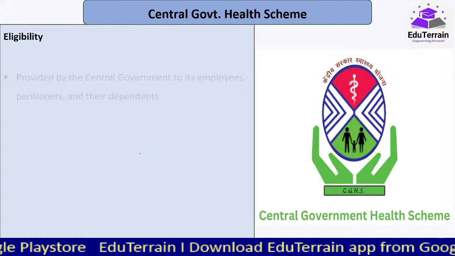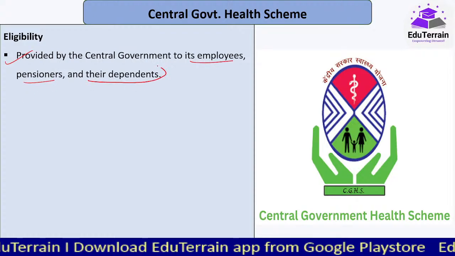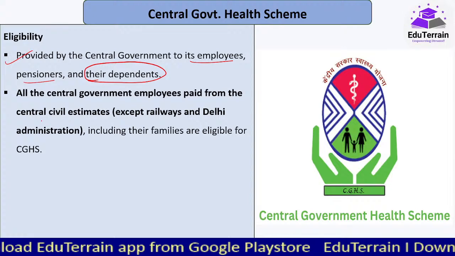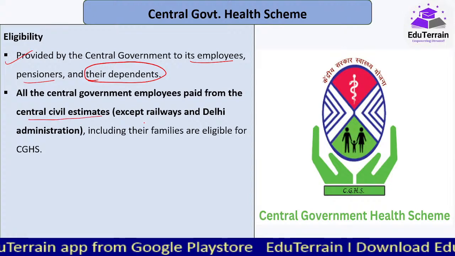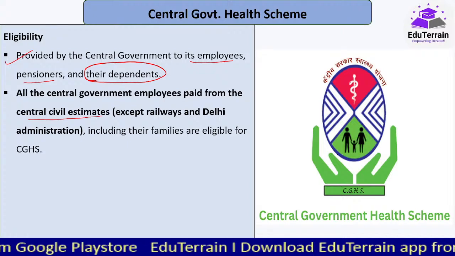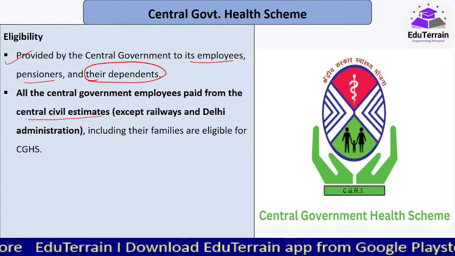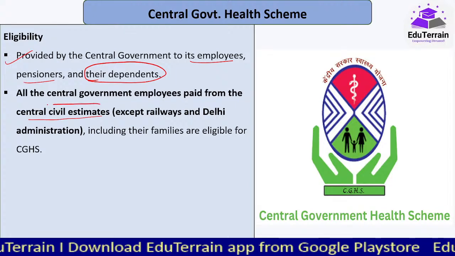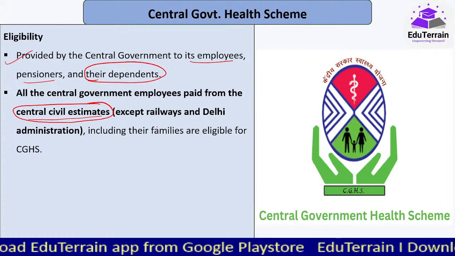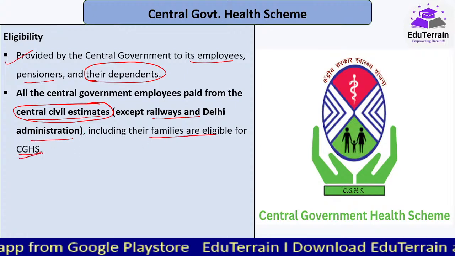Now, who are eligible under this scheme? This is provided by the central government to its employees, pensioners and their dependents as well. Okay, and all the central government employees paid from the central civil estimates, whatever expenses are incurred for central government employees, like salaries, pensions and all that, they all fall under the central civil estimates, except railways and Delhi administration. For all these, including their families, are eligible for CGHS.